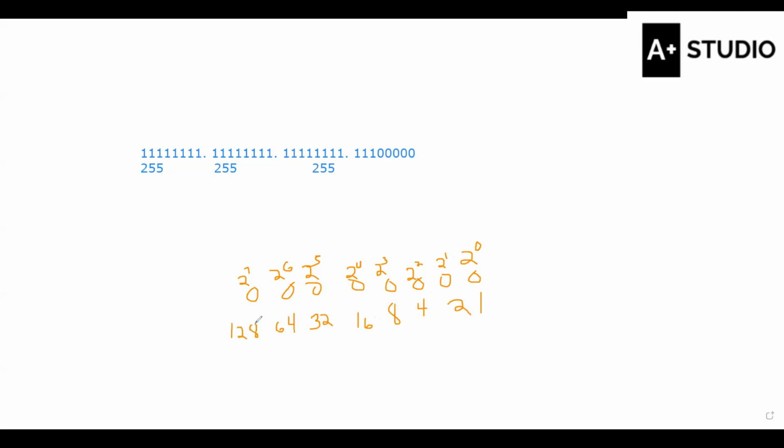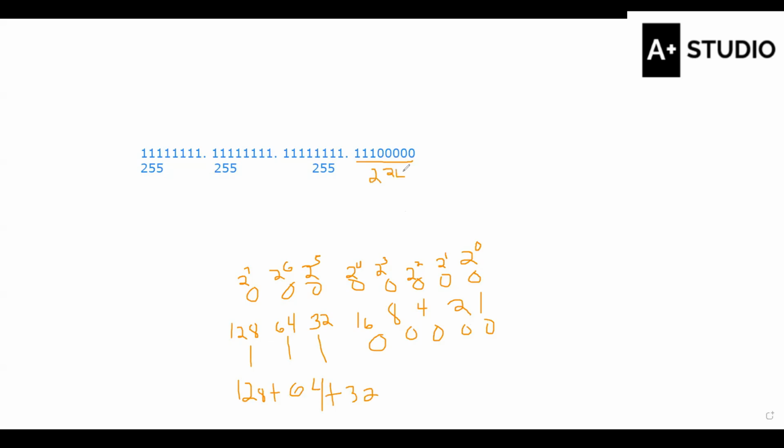So out of this 128, we have to calculate for this. The ones that I will turn on, let's turn them on: 1, 2, 3. And the rest are 0. So let's add the ones that are on. So 128 plus 64 plus 32. So what is the answer? 224.